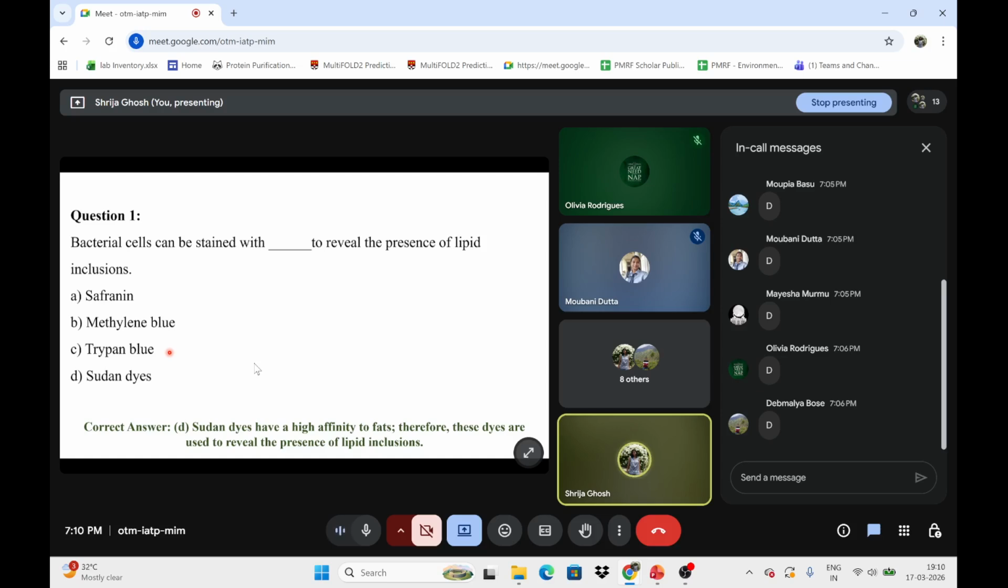Then methylene blue, it is a positively charged dye, so it is used for staining the negatively charged structures. Then safranin, it is actually used in a staining procedure called gram staining. We'll discuss it in detail in the upcoming slides.